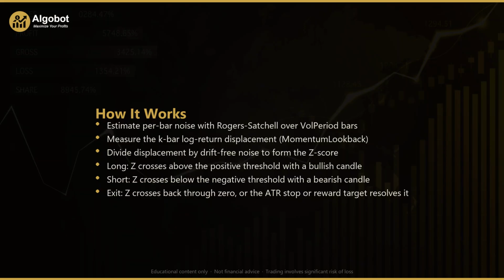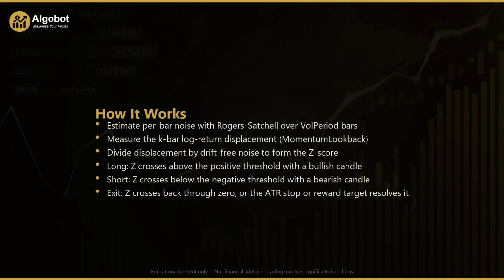Second, it measures displacement. Using the MomentumLookback setting, which defaults to 10 bars, it takes the logarithm of the current close divided by the close from that many bars ago. That's the recent travel of price, expressed as a log return. Third, it normalizes. Because noise accumulates with the square root of time, it scales sigma bar by the square root of the lookback and divides the displacement by that figure. The result is the z-score. This is the heart of the strategy.